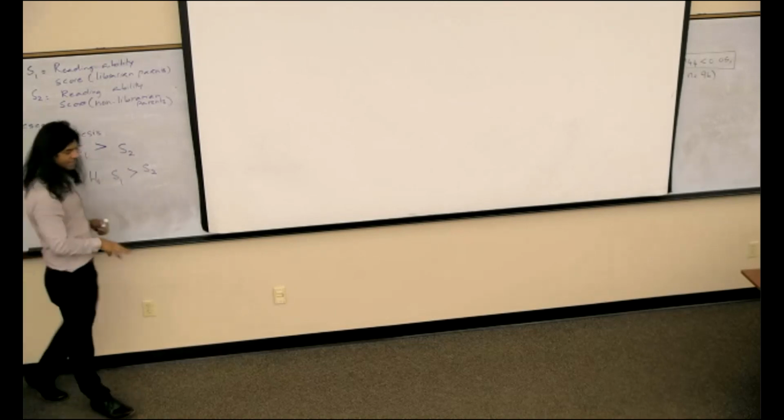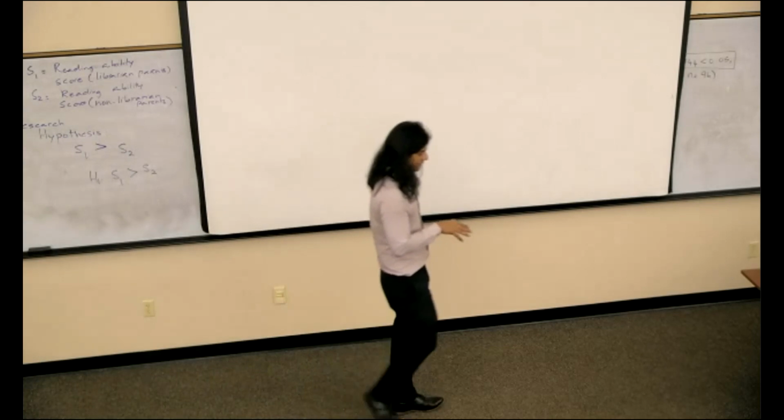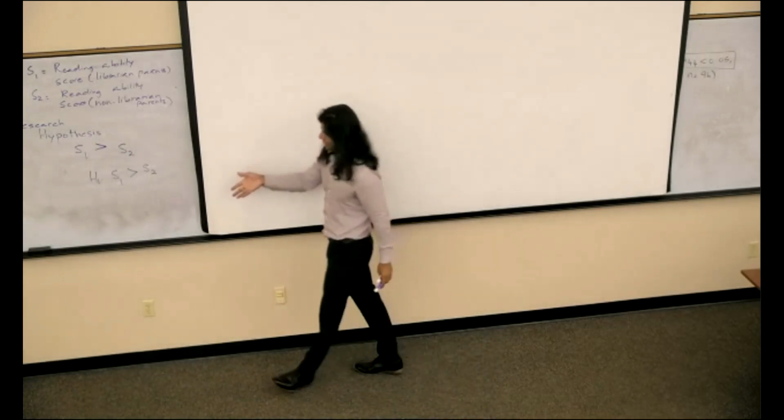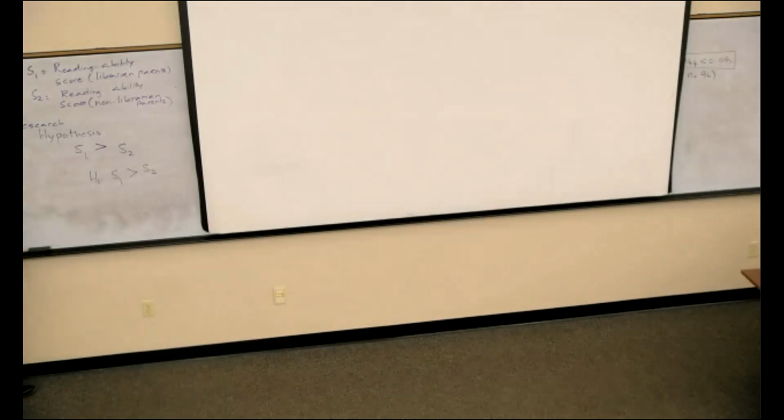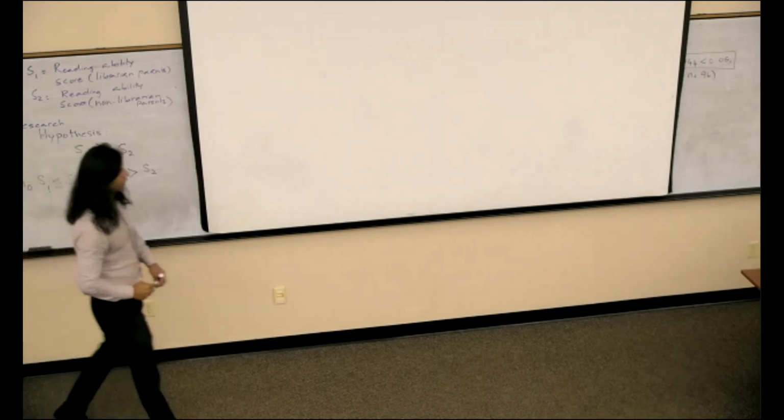Now that we have identified the research hypothesis, I know my alternative. I can write the null. What is the null? The null is simply a counter argument to what you have in your research hypothesis. What is the opposite of that? Less than or equal to. Good. Are we clear?